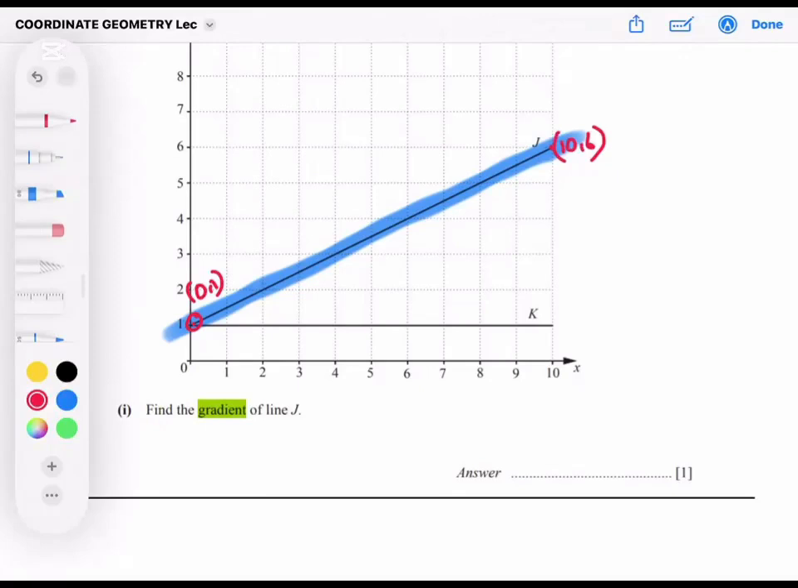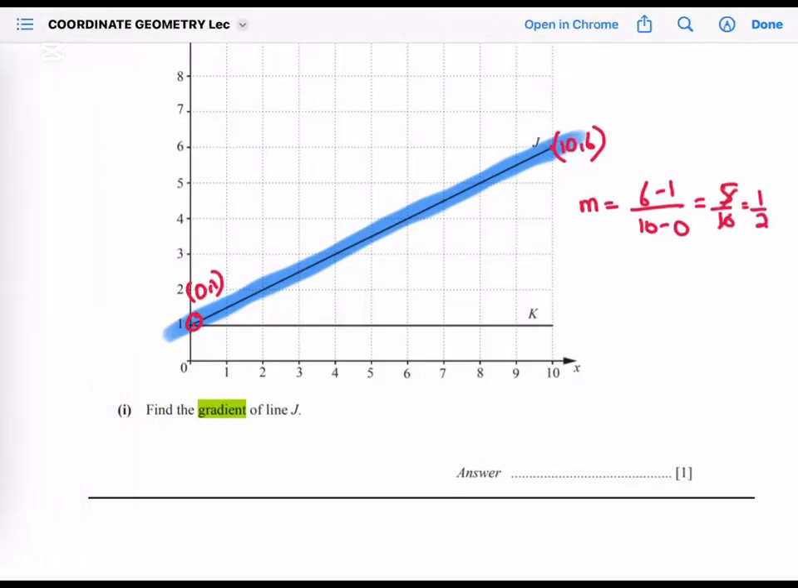Now I'll apply the formula. Slope of J is y2 minus y1 over x2 minus x1. So 6 minus 1 over 10 minus 0. So this will become 5 over 10. So the final answer will be 1 over 2. Yes, everything is clear? Okay.